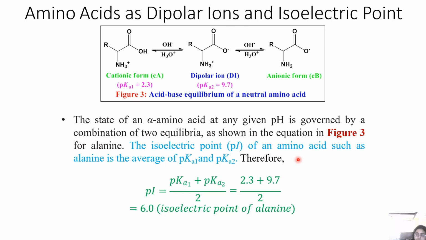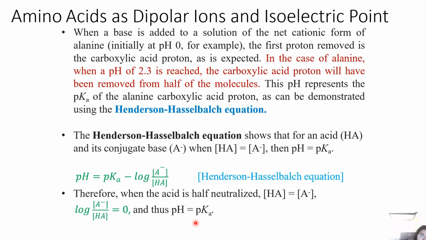For alanine, the pI or isoelectric point will be the average of pKa1 and pKa2, right? Now, when a base is added to a solution of the net cationic form of alanine, the first proton removed is the carboxylic acid proton, as is expected, right? And in the case of alanine, when a pH of 2.3 is reached, the carboxylic acid proton will have been removed from half of the molecules.